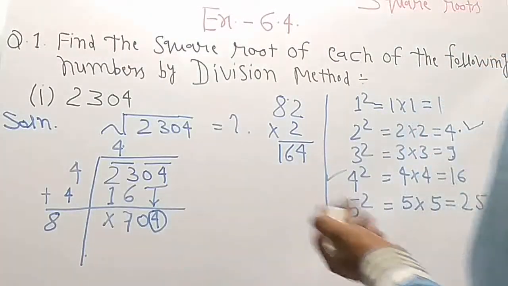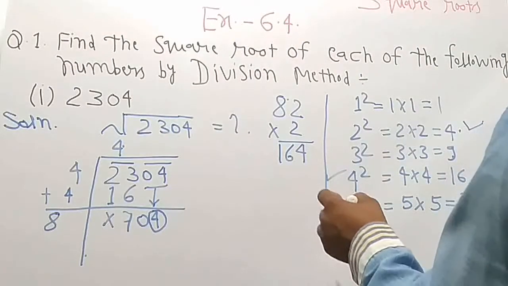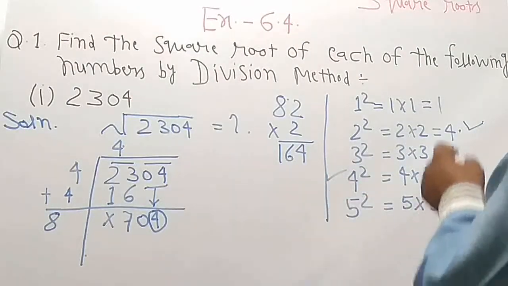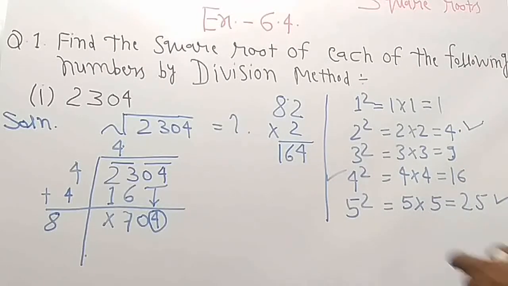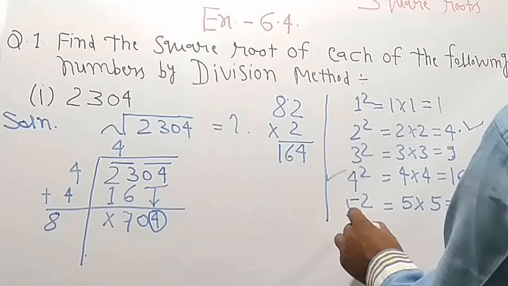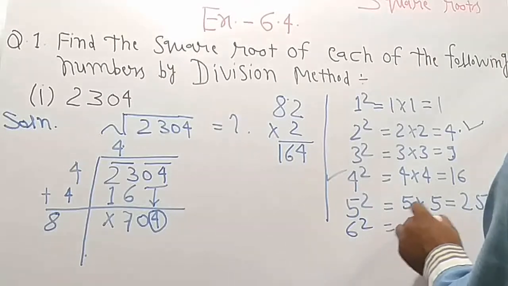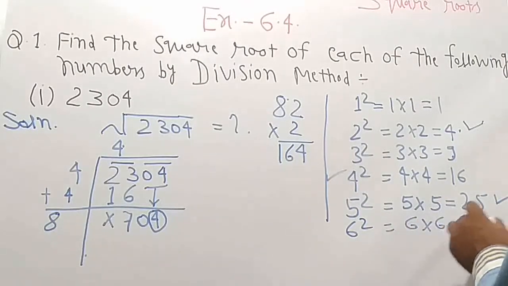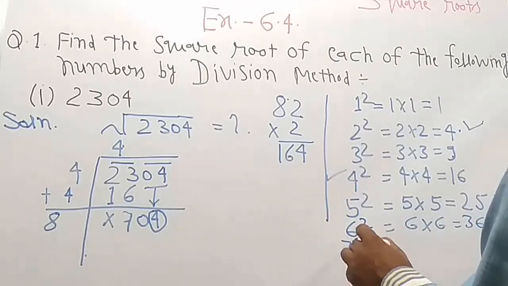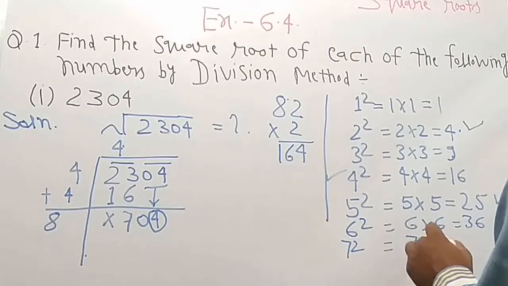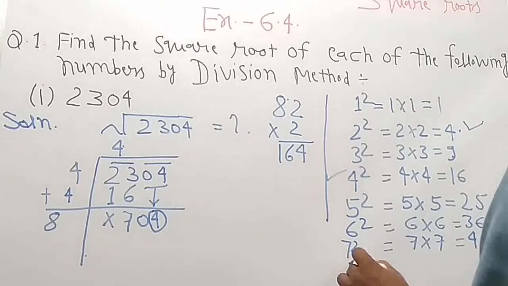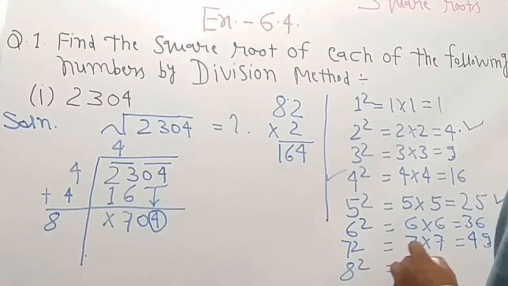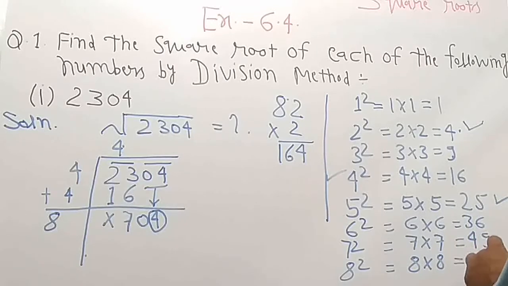So what we do, then we are taking for the other numbers. Now it comes 4 at the unit place in which number, that is 6 square, 6 into 6 gives you the 36. 7 square, 7 into 7 gives the 49, and 8 square, it is 8 into 8, that is 64.